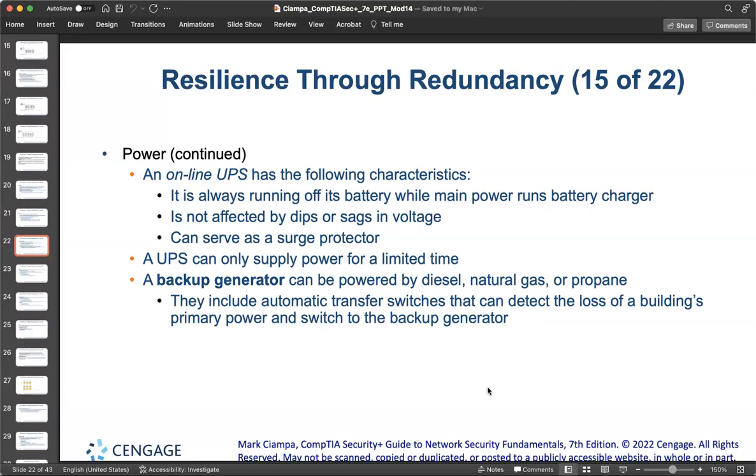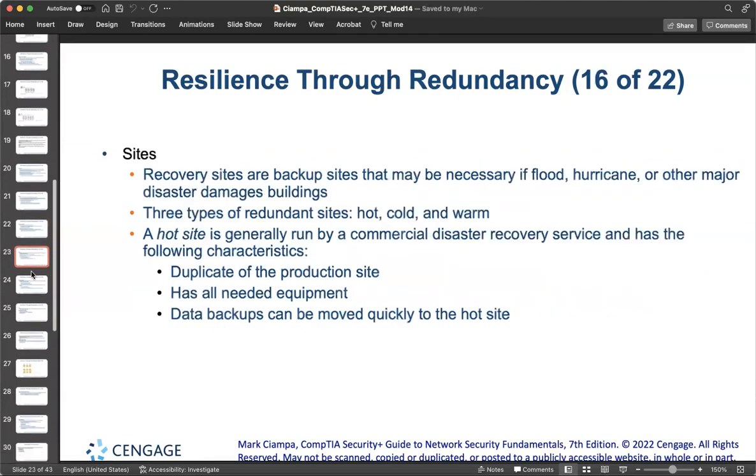And they include automatic transfer switches that can detect the loss of the building's primary power and then switch to the backup generator. So basically, your UPS makes it uninterrupted, and then as soon as the loss is detected, the backup generators just start providing power for you. And the only thing you need to do while the power is down to the building is to supply the fuel needed for the power generator to take care of you.